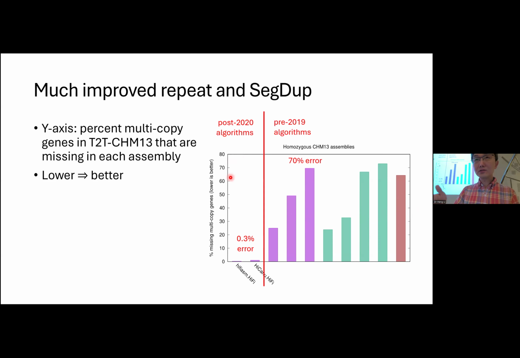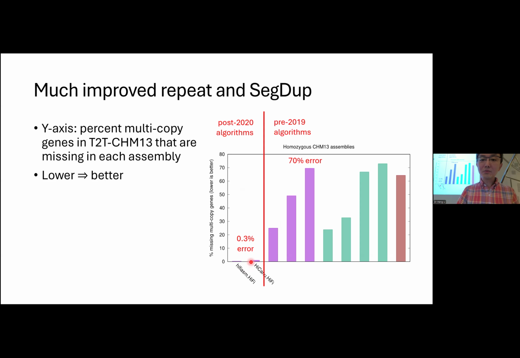On the y-axis, it shows the error rate, and I'm not going to go too much into what it means. But basically, the lower the error rate, the better. If you have 0, it means you make no mistakes around these duplications. And you can see for all these older ones, sometimes they have a 70% error rate. And even the better ones have 20 to 30% error rate in multi-copy genes, which means if the gene has multiple copies, they will lose these copies in the assembly.